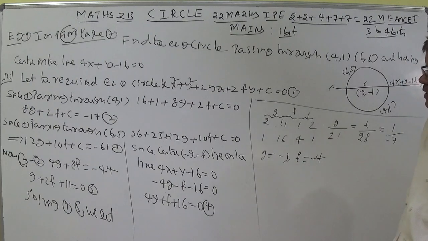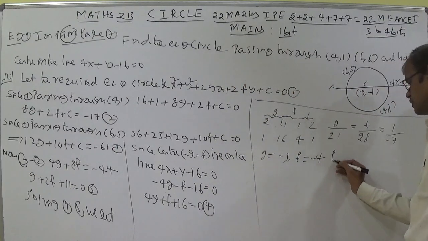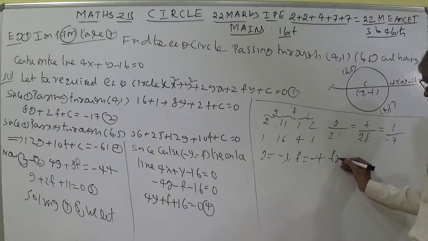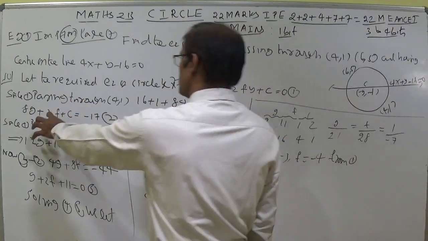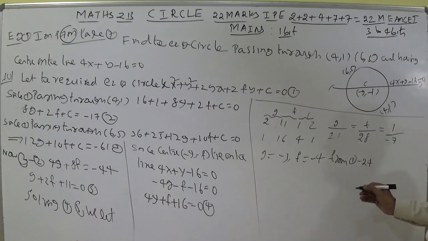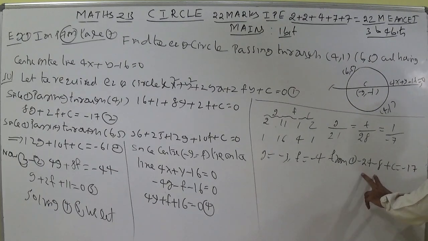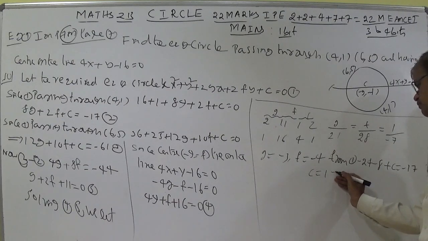C you should get. From 1 I am writing. Substitute the values g and f in the first equation. Then you can write 8g plus 2f plus c. 8g means 8 into minus 3, this is minus 24, plus 2f, it is minus 8, plus c is equal to minus 17. This is minus 32, and 32 taken to this side, 32 minus 17 becomes 15.